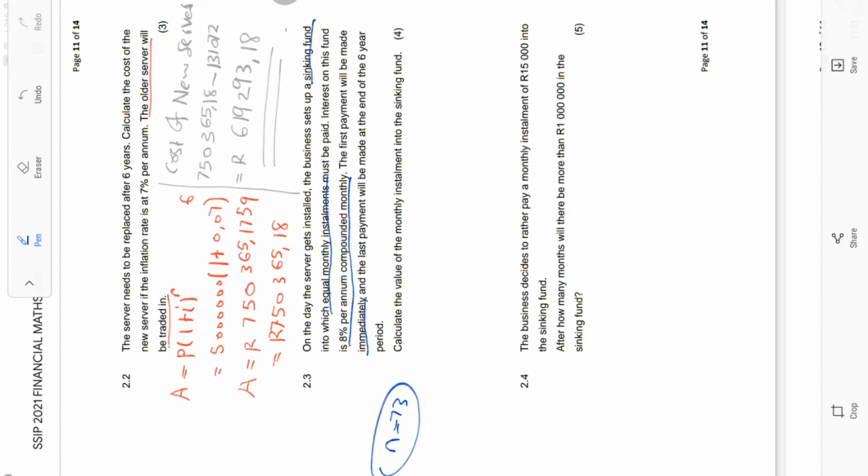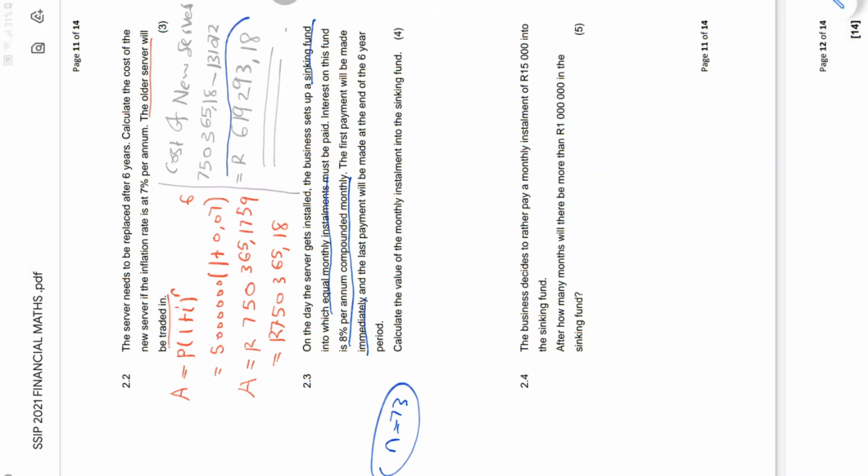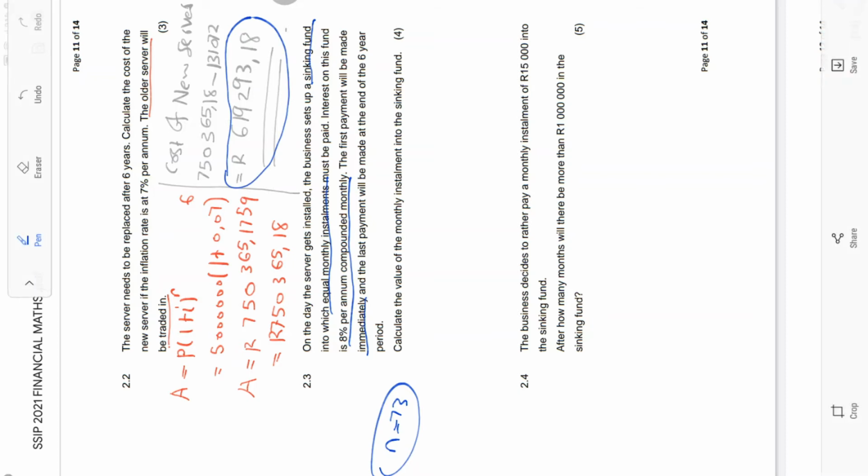So you ask yourself, how much do I need to have in the sinking fund? The amount you need to have in the sinking fund should be the cost of the server, which is 619,293.18. That's how much you need to have in the sinking fund, because that's the amount you need to top up onto the old server in order to get the new server. So that's the technicality in the question.